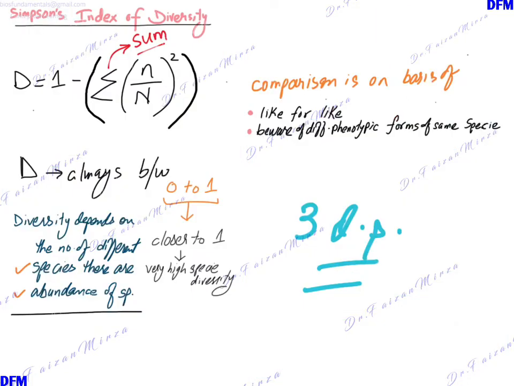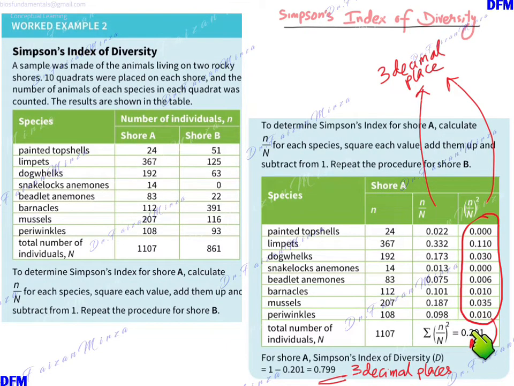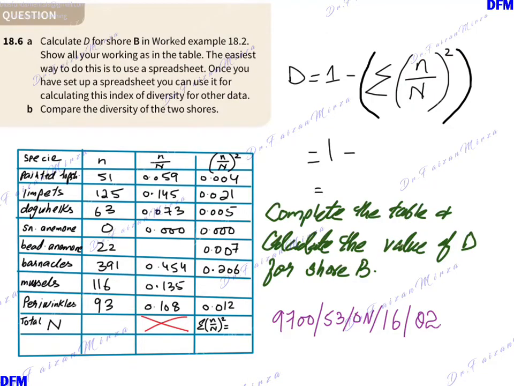If you go back to the formula, the diversity index can be calculated when you take 1 and subtract this value from 1. So when you have the sum of (n upon capital N) whole bracket squared, the value is 0.201, and this value will be subtracted from 1. So this is 1 minus 0.201. The answer comes out to be 0.799. In this case, the value is telling you that it's closer to 1, which means that the diversity of shore A is high.